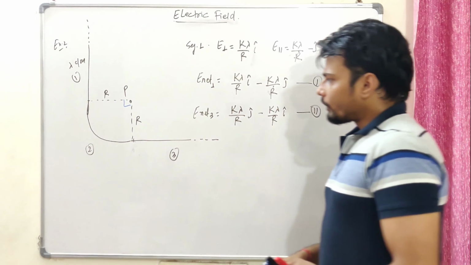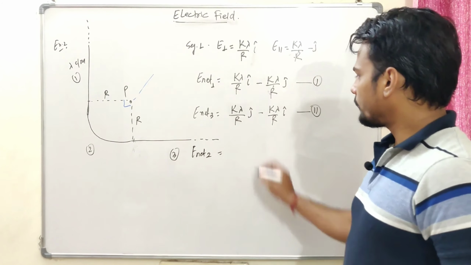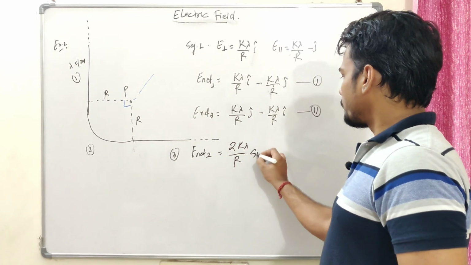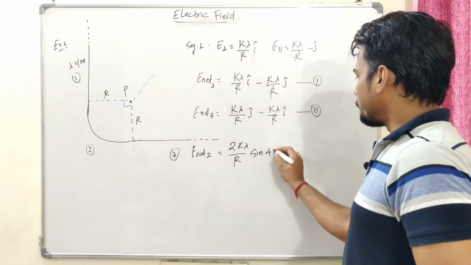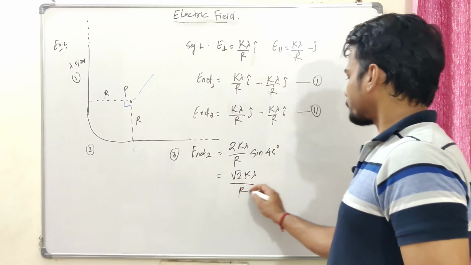Now let's talk about the second part. The E net due to the second part, as we've just learned, is nothing but 2K lambda over R times sine of alpha by 2. Alpha over here is 90 degrees, so the sine of 45 degrees. So that's going to be root 2 times K lambda over R.